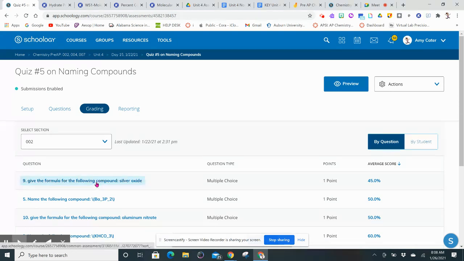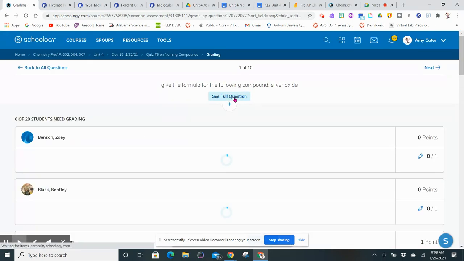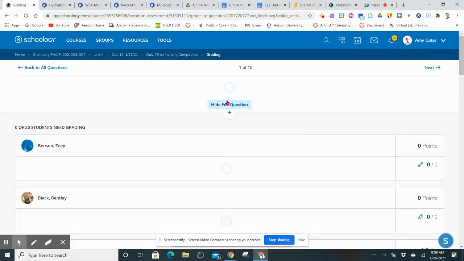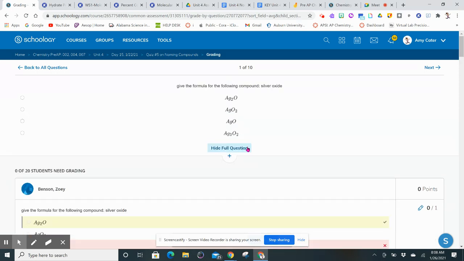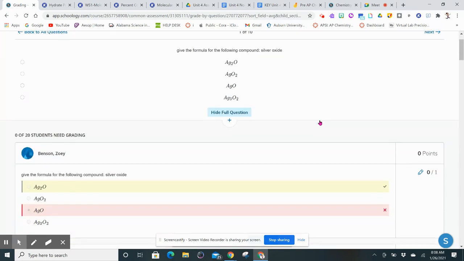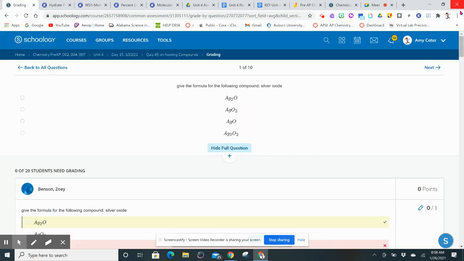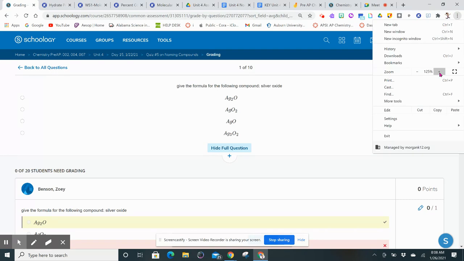All right, so number 9 posed some problems. So give the formula for the following compound, silver oxide. And I'm waiting for the question to pop up. So with the first thing you need to recognize is that silver is a metal. So if silver is metal, what type of question do I have? Or what type of compound do I have?